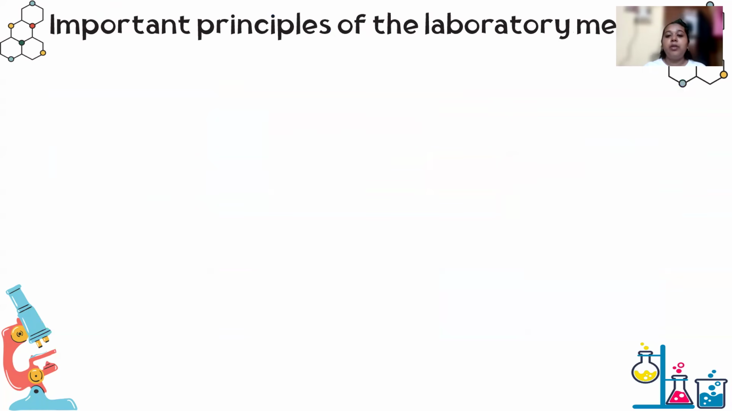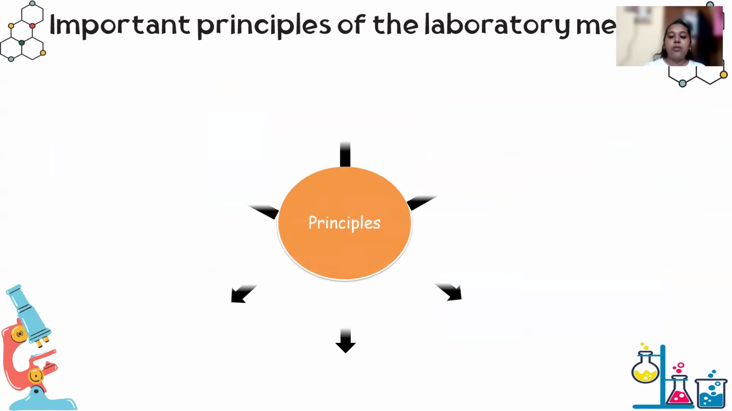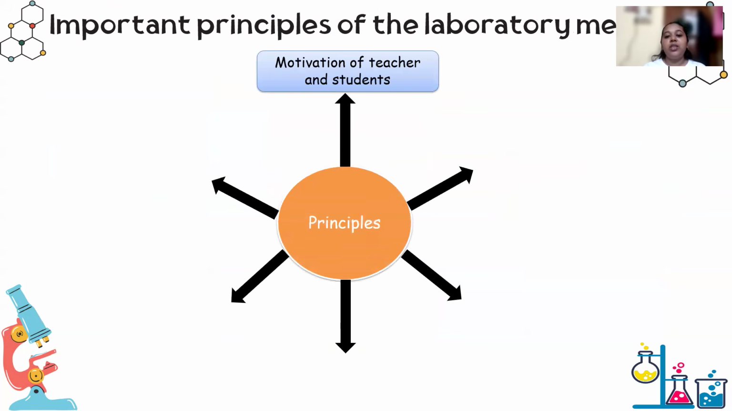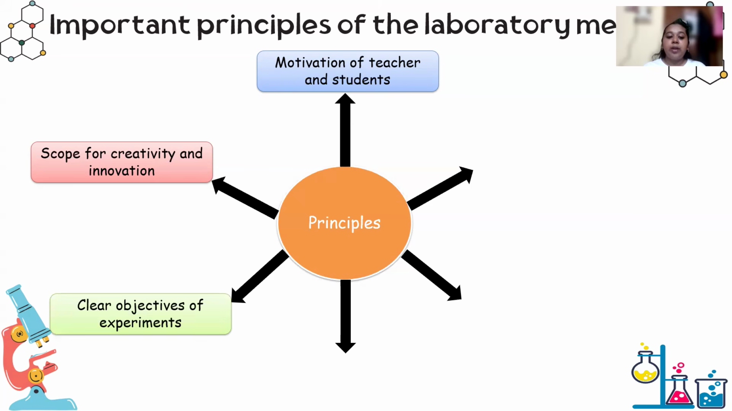Next, we will understand the important principles of the laboratory method. The first one includes motivation of teachers and students. When the students are kept at the center and they are performing an experiment in the laboratory, it helps to motivate the teachers and the students to learn those concepts. Next, scope for creativity and innovation. Every child is different. So when he or she tries to perform the experiment, it might happen that some child or other comes up with new innovations and creativity while doing the experiment.